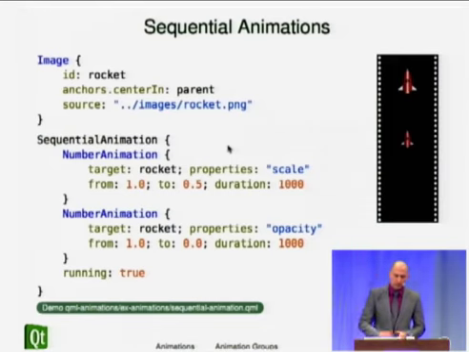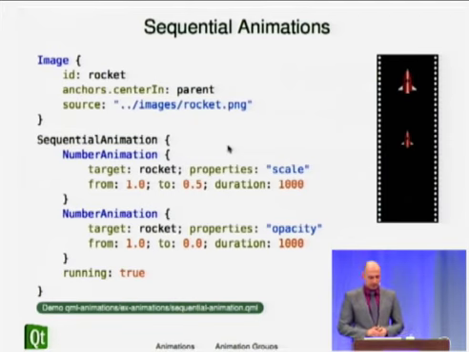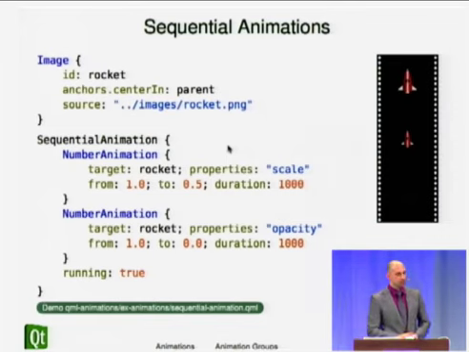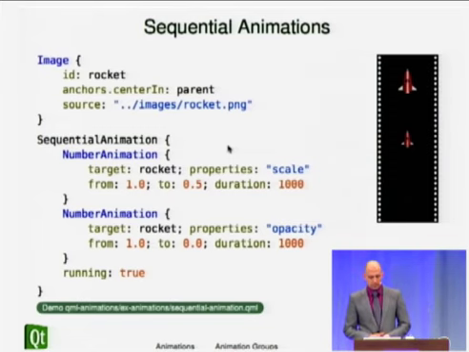A little example here. We want the rocket first to scale and then to come in. So we make a number animation on the rocket's scale property. Lasts a second, goes from 1 to a half. And we make another number animation, changes the rocket's opacity, and it does that from 1 to 0, which means it goes away. And that also takes a second. It's all clear? Yes?